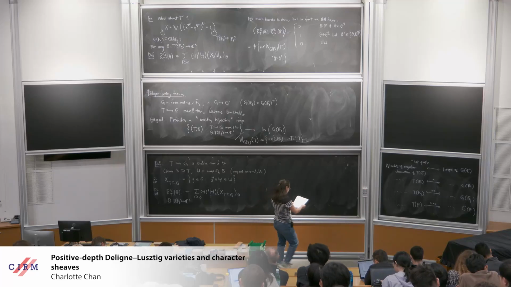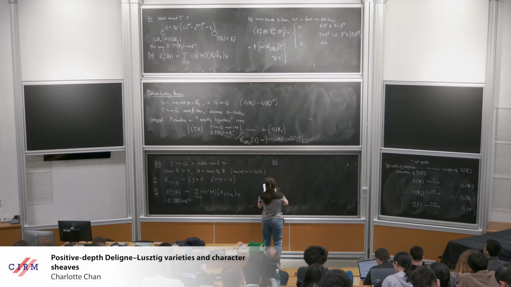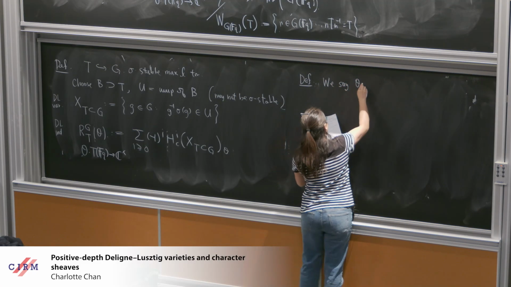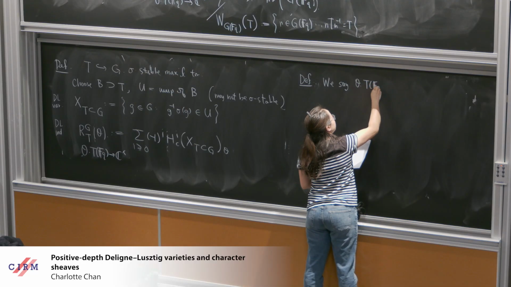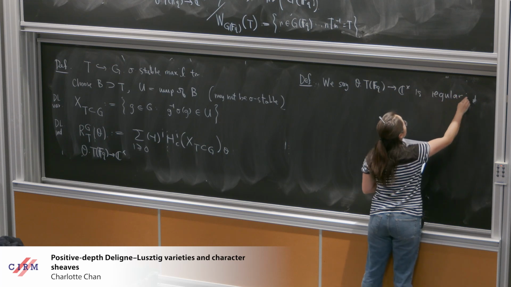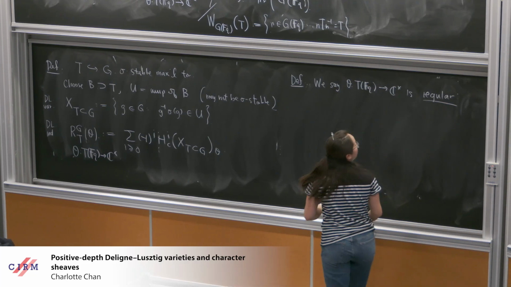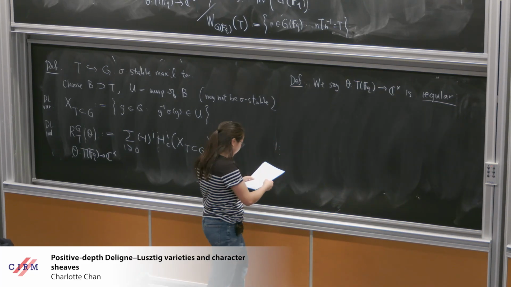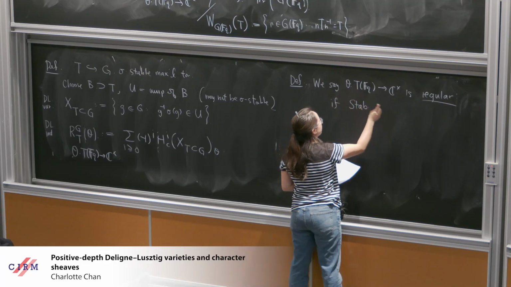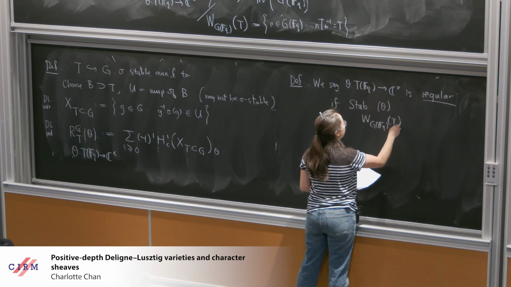Okay, so let me define a term that I will use very often: we say that theta in the characters of T of F_q to C star is regular. Classically, this is more commonly written as in general position, but I will use the word regular, if the stabilizer of this character under the action of the rational Weil group is trivial.